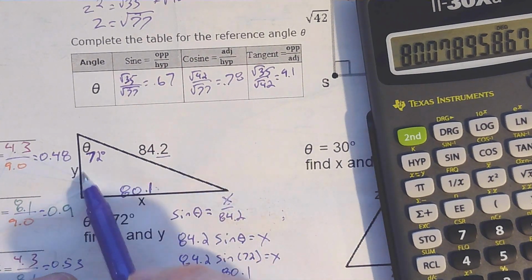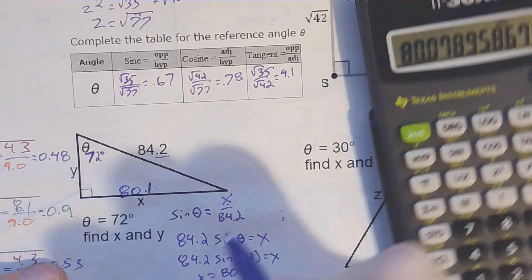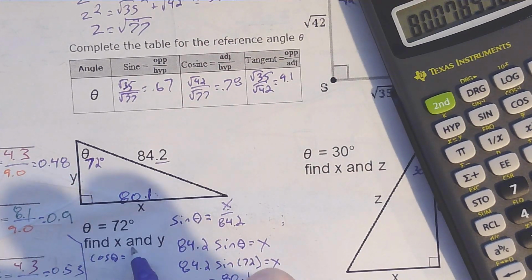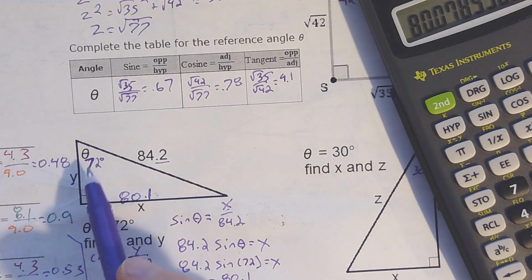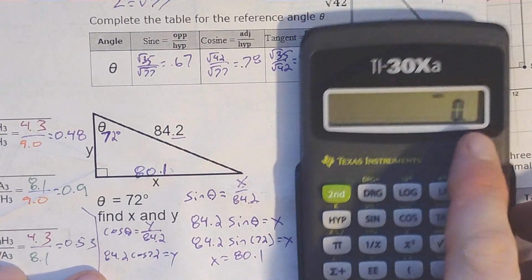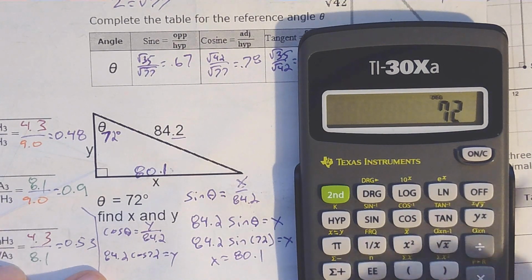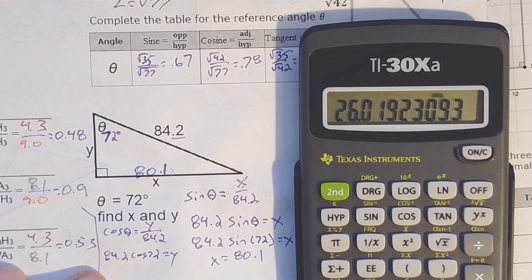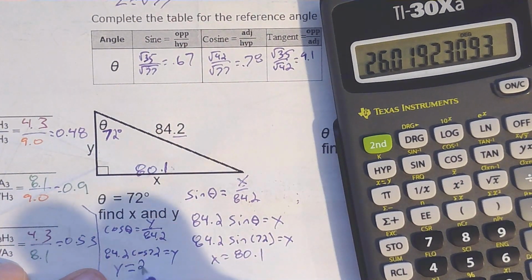Right? Now I could use Pythagorean's theorem to figure out y, but why do it? I know the cosine of theta equals y over 84.2, because it's adjacent over hypotenuse. Right? So it's going to be 84.2 times the cosine of 72 equals y. Cosine 72 times 84.2 equals y equals 26.1.